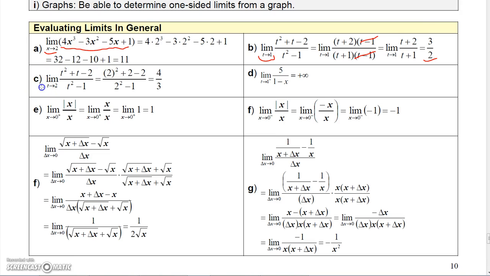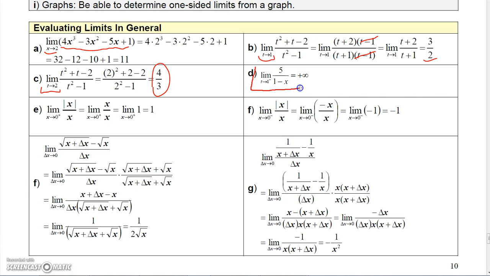Now, you don't have to factor and cancel here. You could, and it would still give you the right answer. But you don't have to, because if you plug 2 into this function, you don't get 0/0 like you did over here. Here, if you plug 2 in, you actually get 4/3, which is a real number, so we can just plug in there.